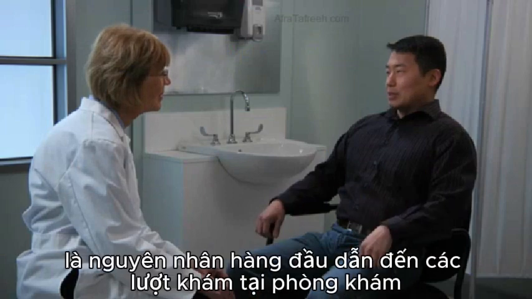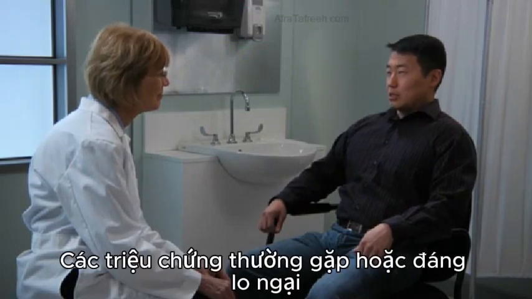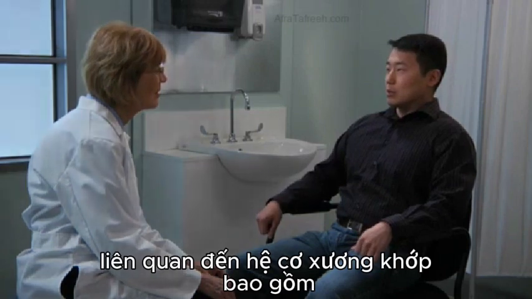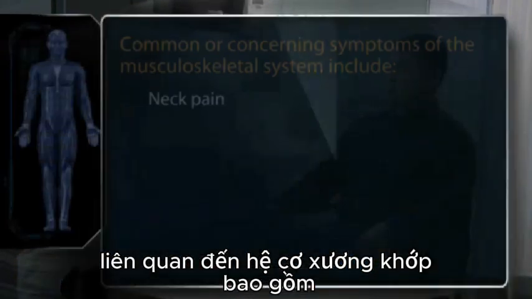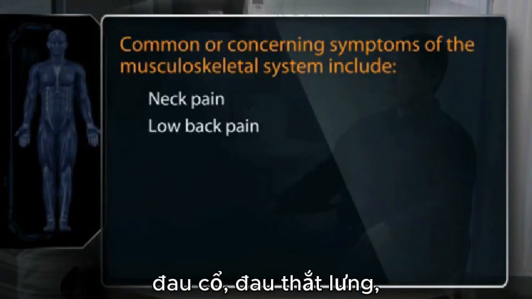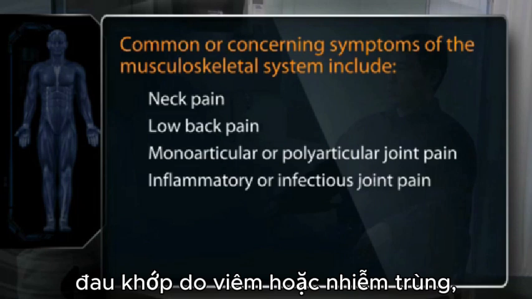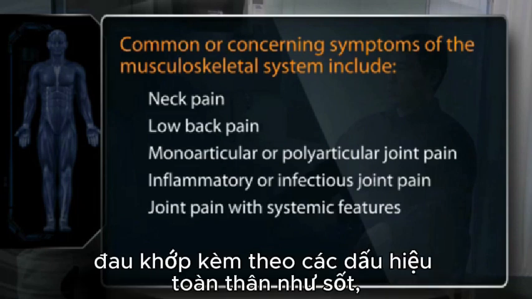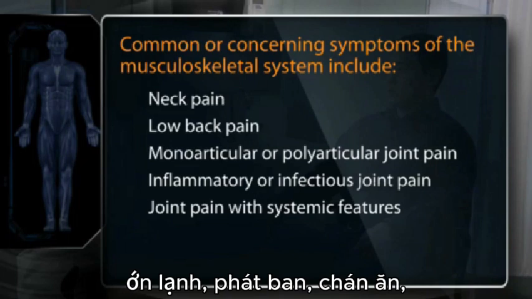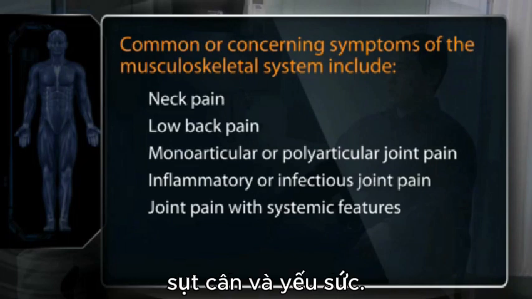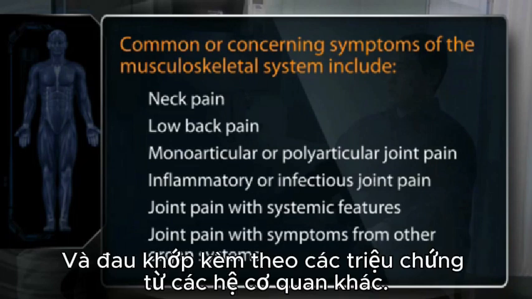Musculoskeletal disorders are the leading cause of medical office visits in the United States. Common or concerning symptoms relating to the musculoskeletal system include neck pain, low back pain, monoarticular or polyarticular joint pain, inflammatory or infectious joint pain with systemic features such as fever, chills, rash, anorexia, weight loss, and weakness, and joint pain with symptoms from other organ systems.